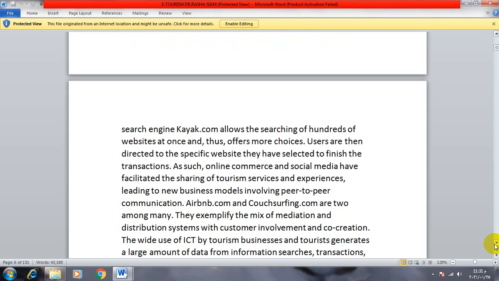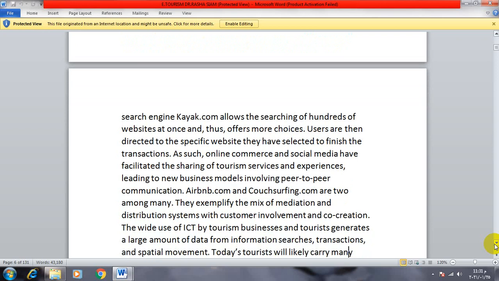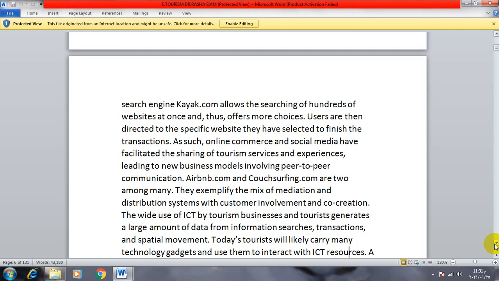The wide use of ICT by tourist businesses and tourists generates a large amount of data from information searches, transactions, and spatial movement.